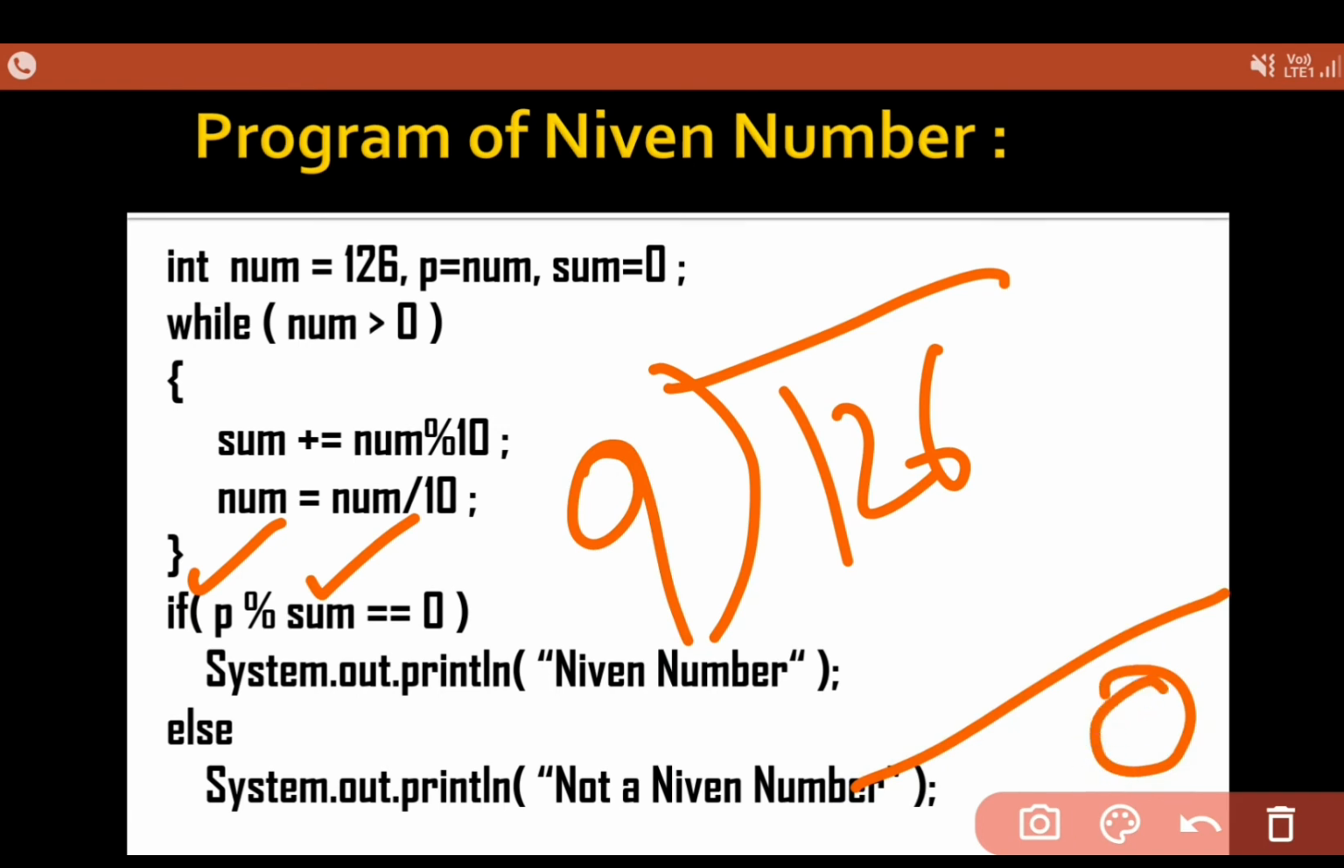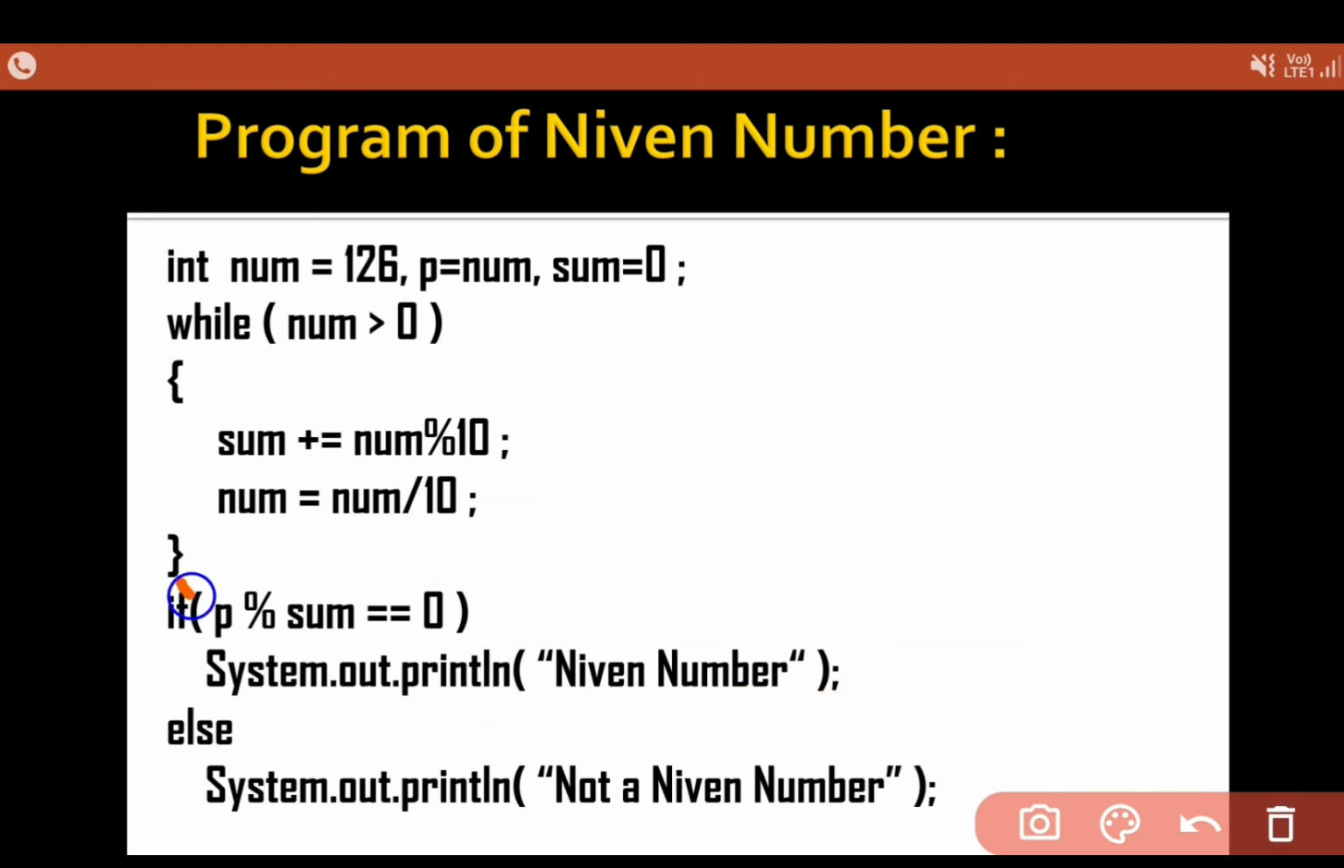If we are getting remainder 0, it means the number is completely divisible by 9, and then it is said to be a Niven number. If a number is completely divisible by the sum of its digits, then it is said to be Niven, else it is not. This is sufficient for you to create your Niven number program.